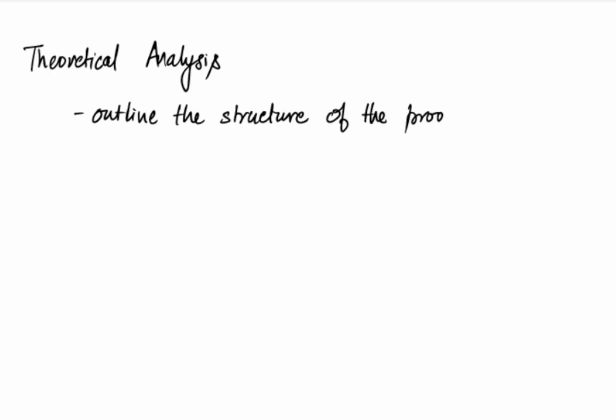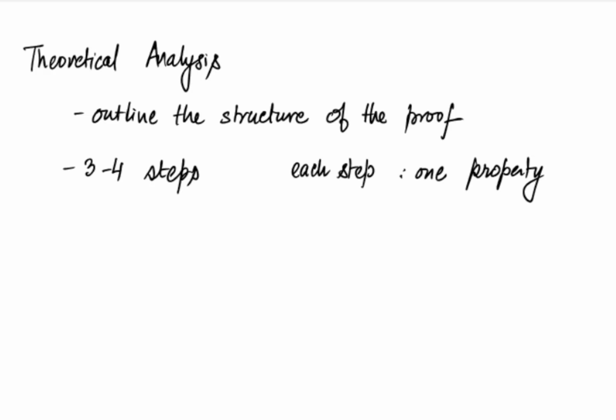We are now ready to theoretically analyze the gradient descent algorithm. I will point out that if you have seen any proofs of optimization algorithms, at times they might have appeared to be opaque to you. In this course, we will try to outline the structure of the proof carefully. I will divide most of the proofs in 3 to 4 steps, and each step will involve the application of one property or one trick.